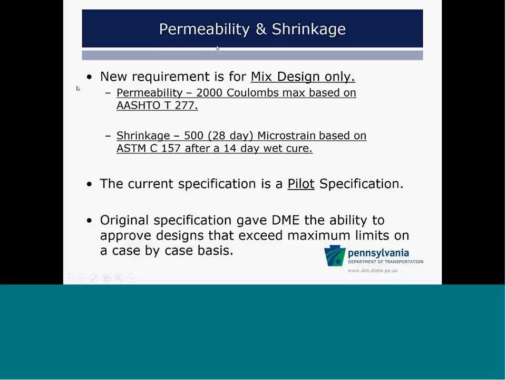I was also asked to talk a bit about permeability and shrinkage specification. The new requirement is 2,000 coulombs and 500 microstrain, based on a 14-day wet cure. The original pilot specification, I don't know how it got dropped, gave the DME the ability to approve designs that exceed the maximum limits on a case-by-case basis.